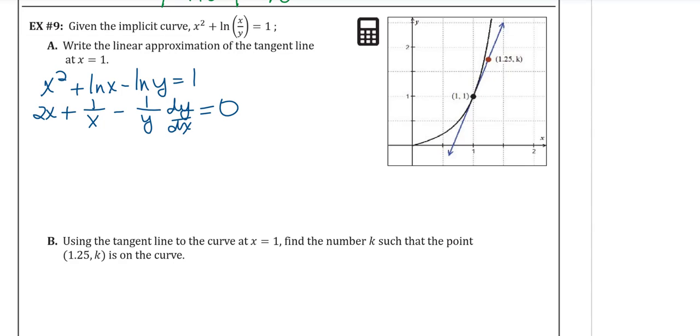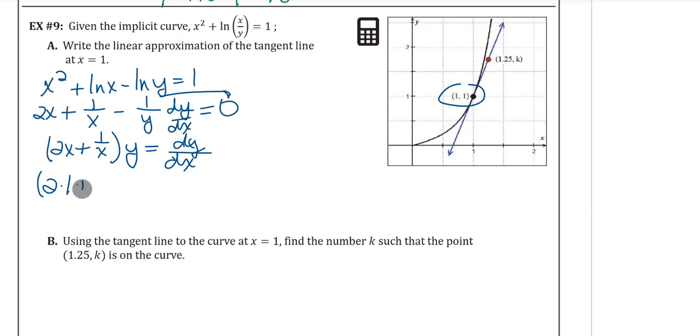So rearranging this and solving it, bringing this term over there and then multiplying by y, we get 2x plus 1 over x, times y, is dy dx. So now we can find our values. Well, we really don't need to because they're on the graph here, but we can find the value of the slope. So our value of the slope at 1 is going to be 2 times 1 plus 1, times 1. That's pretty simple. Thanks for choosing (1, 1) as a point. So we get 3 times 1, so our slope is 3.